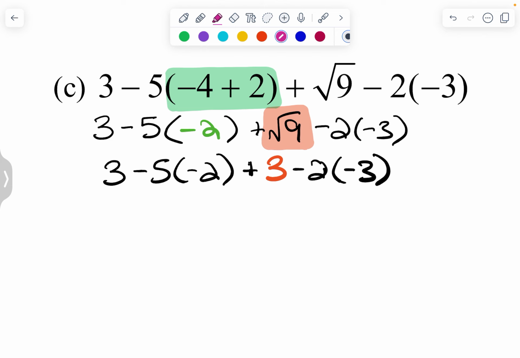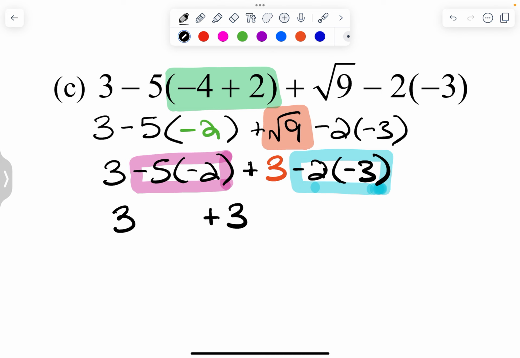Back to order of operations here. What comes next? Multiplication, division. We don't have any division, so I'm going to do the multiplication here, and I'm going to do the multiplication here. So things that I'm not touching, the 3 here, I'll leave a little space. Plus 3, again, we'll have space at the end. So the first set of parentheses here, this first multiplication, negative 5 times negative 2. Matched signs, that's going to be a positive 10. And then the second set right here, we have another set of matched signs, negative 2 and a negative 3. That's going to be a positive 6.